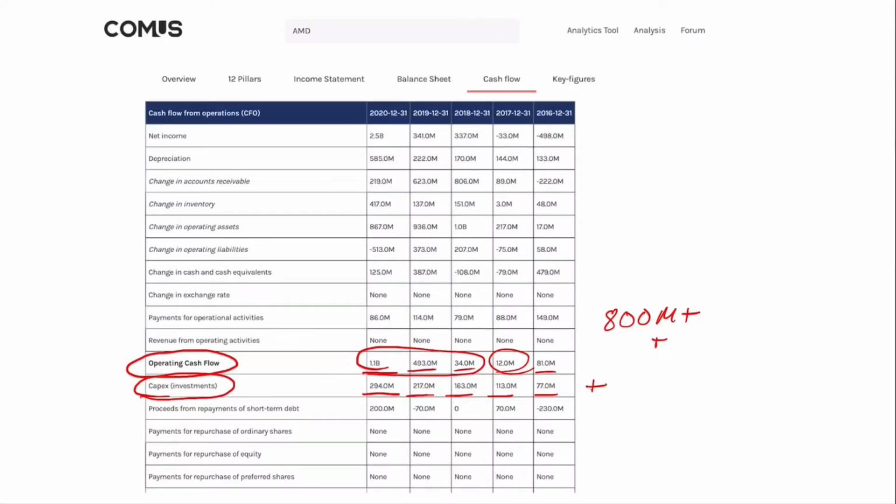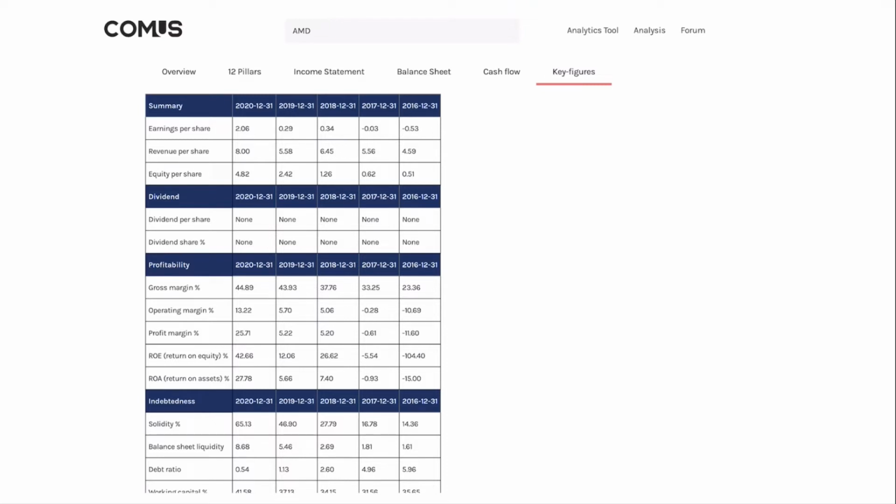Now let's jump over to the key figures, and what we can see here is that the earnings per share went from negative 53 cents up to $2 per share, and the numbers have been improving every year. We fell off in 2019, but the overall trend is positive. I like it. Revenue per share went from $4.5 up to $8 per share, and the numbers have been growing steadily. We fell off in 2019, but the overall trend is positive. Equity per share went from 51 cents up to $4.8 per share, and the numbers have been improving every year. I like it. Now they don't pay out any dividend, which is a shame, because I like that recurring income. Gross margin went from 23% up to 44.8%, and we can see that the numbers have been improving every year. I like it. The business is becoming more and more efficient, so that is a plus.